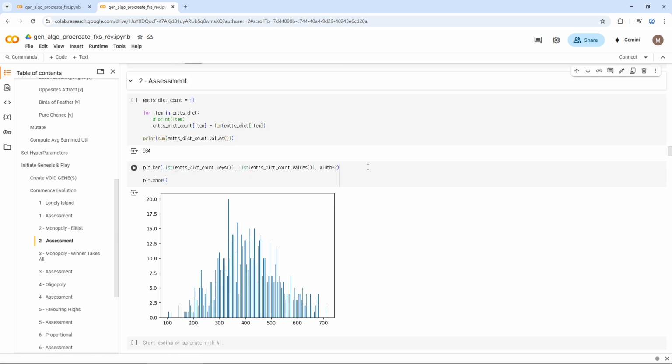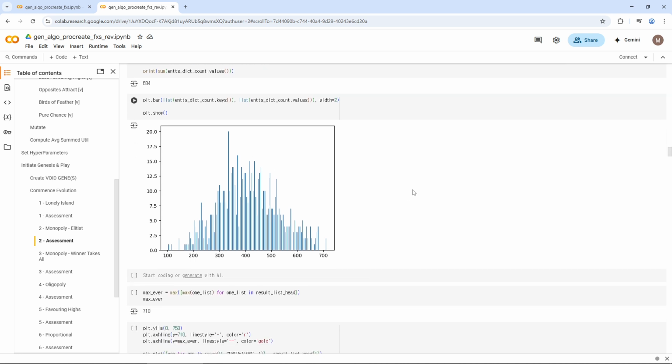And here are the assessment. Because the top entities don't get to survive for certain onto the next generation, we don't see a high number of entities above 700. We see a very high number of this, where it's slightly below 350, about 20 entities. But if we just leave that out, it's a bell curve, a normal distribution. So that's also kind of expected, I guess.